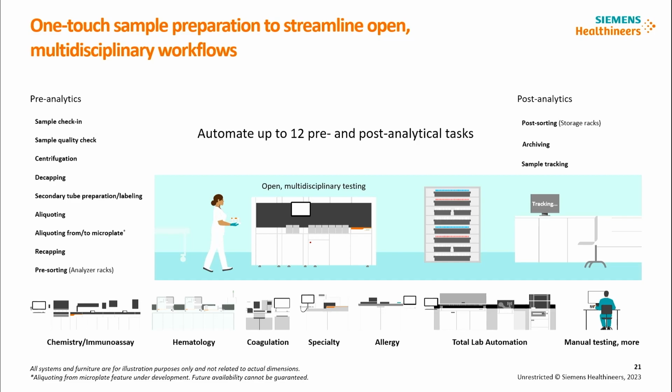And this is not all. Also, it can help you in the post-analytic phase, as it can do post-sorting, archiving, and also sample tracking. So with the TTA, we are automating up to 12 pre- and post-analytical tasks inside the lab.